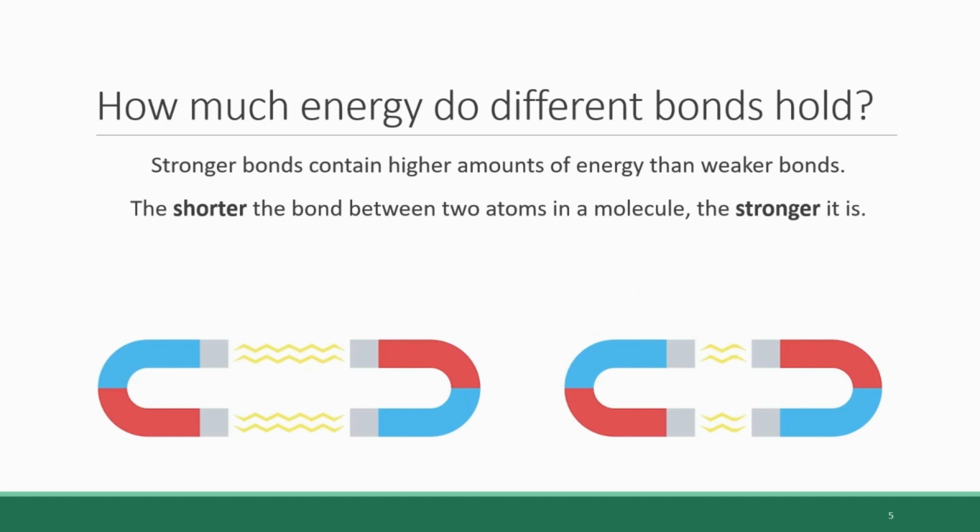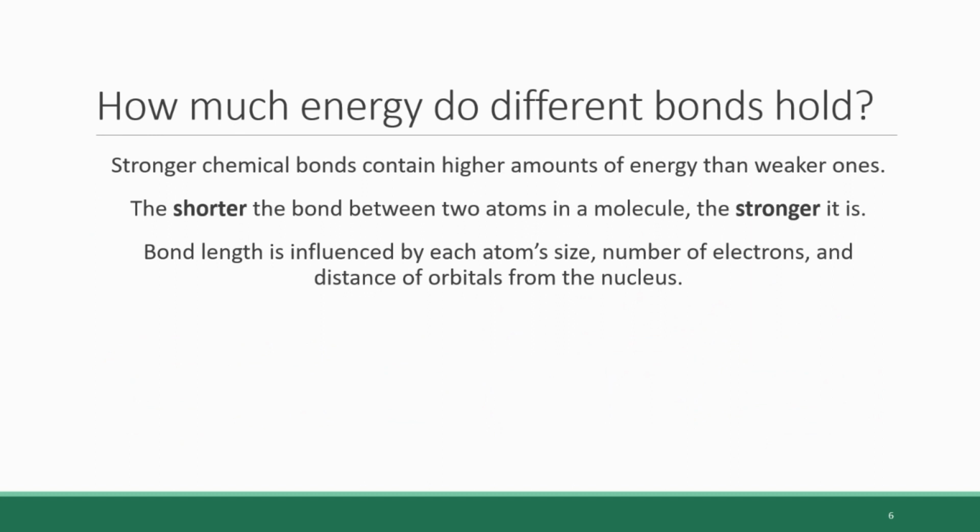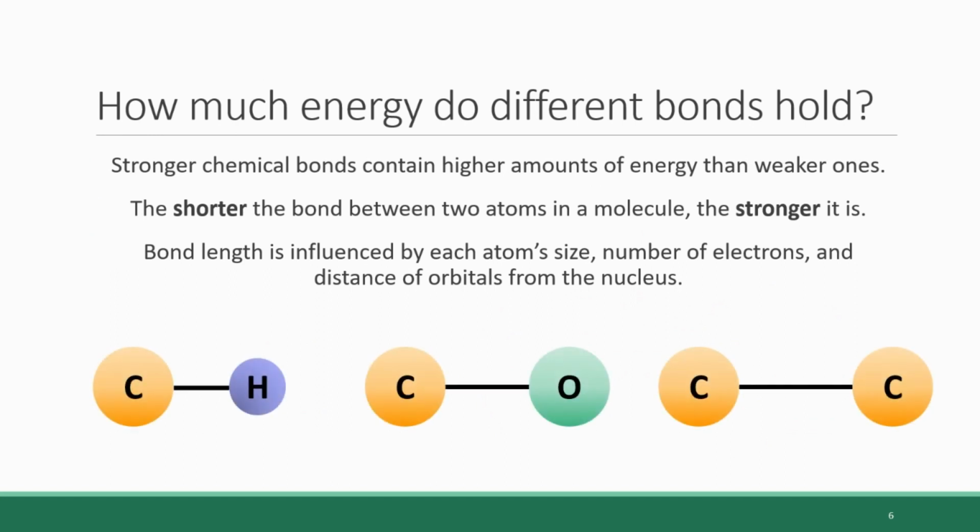And within molecules, there are several factors that influence how long a chemical bond is, including the size of the atom, the number of electrons, and the distance of the orbitals where the electrons are located from the central core, the nucleus. We can look at a specific example that compares the length of bonds between carbon and hydrogen, carbon and oxygen, and carbon and carbon. So of these three bonds, when carbon bonds to hydrogen, the length of the bond is 110 picometers. When it bonds to oxygen, the length is 143 picometers. And when it bonds to carbon, the length is 154 picometers.